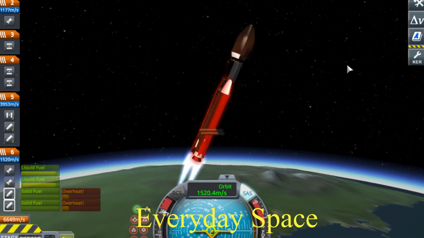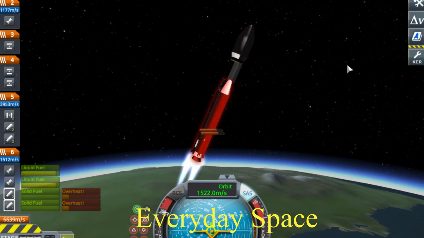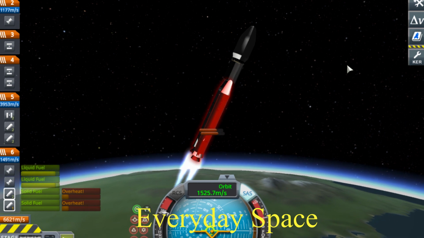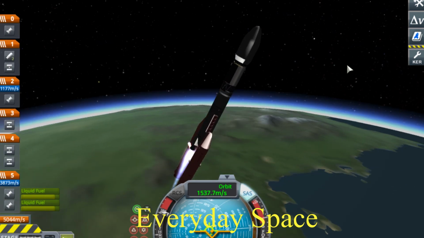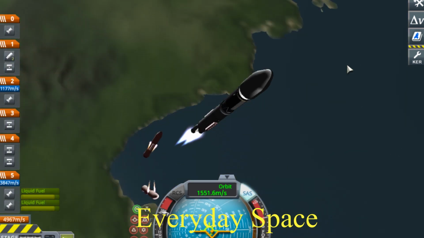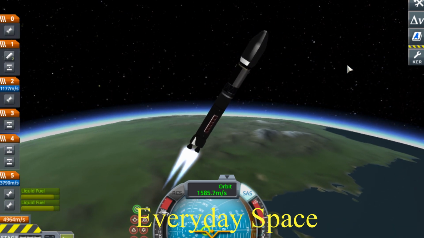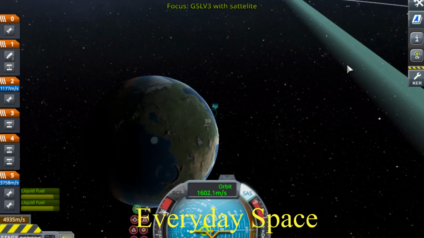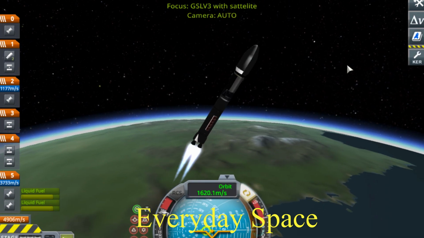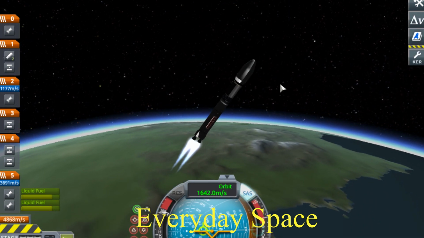Now the heat is slowly cooling and the S200 solid rocket boosters have run out of fuel. And now you can see them separating away from the core stage of the rocket. Now it's just the second stage and the third stage to boost the satellite into geostationary orbit.